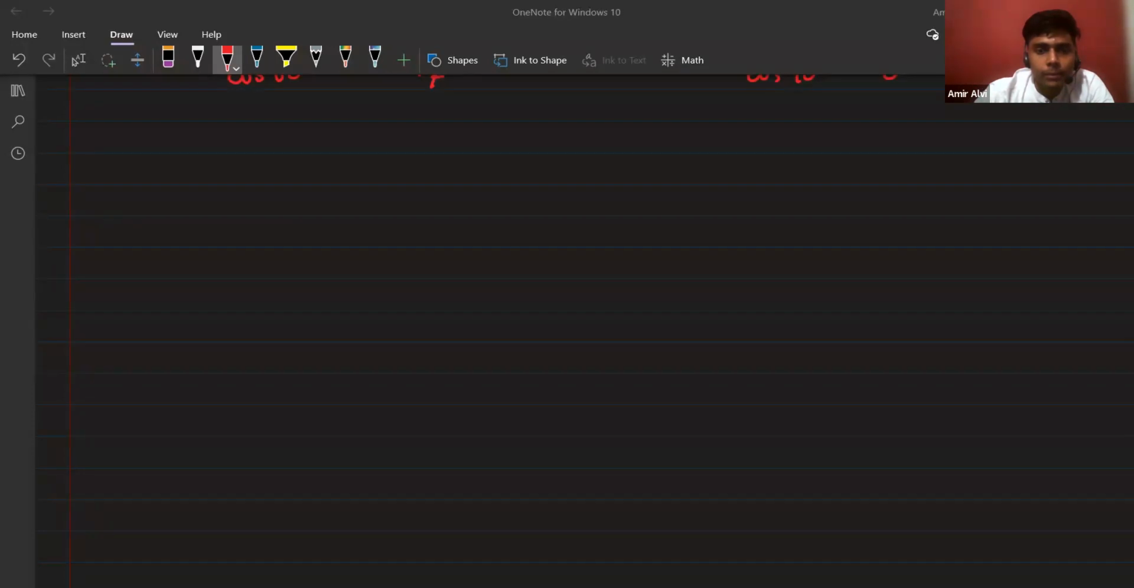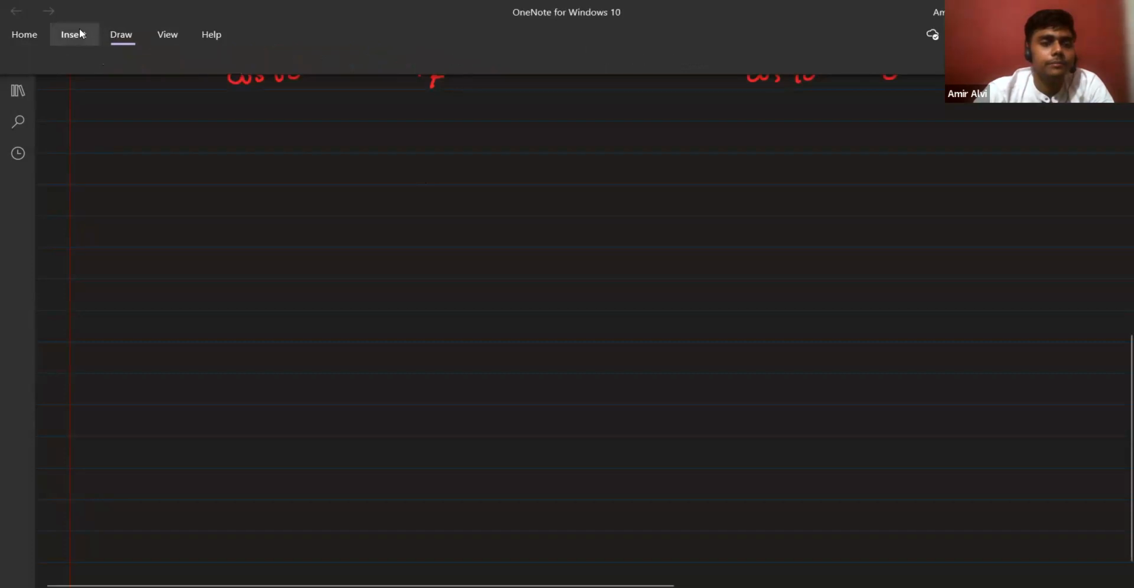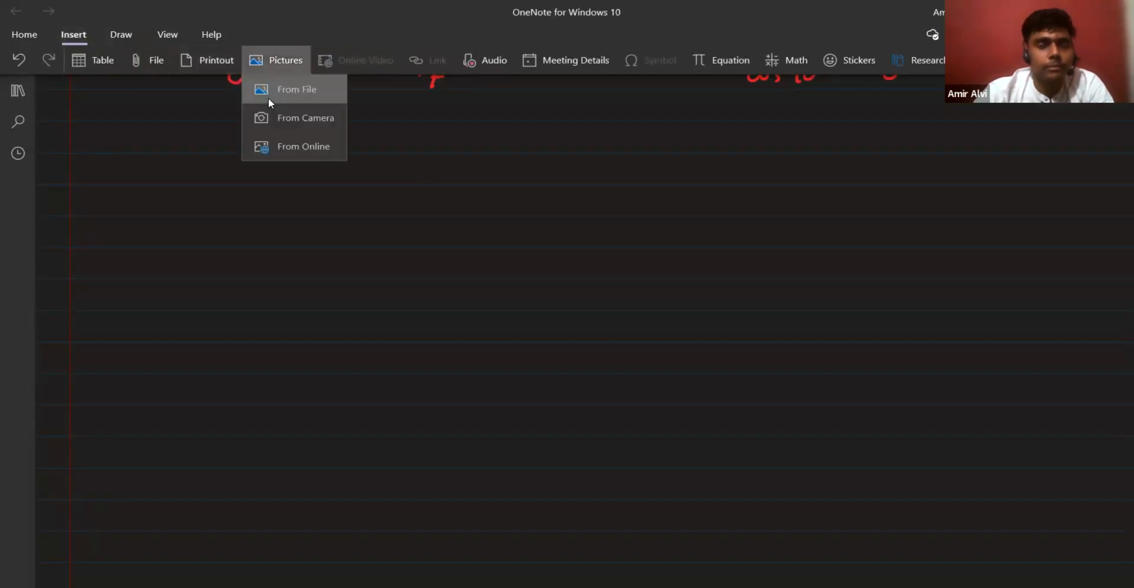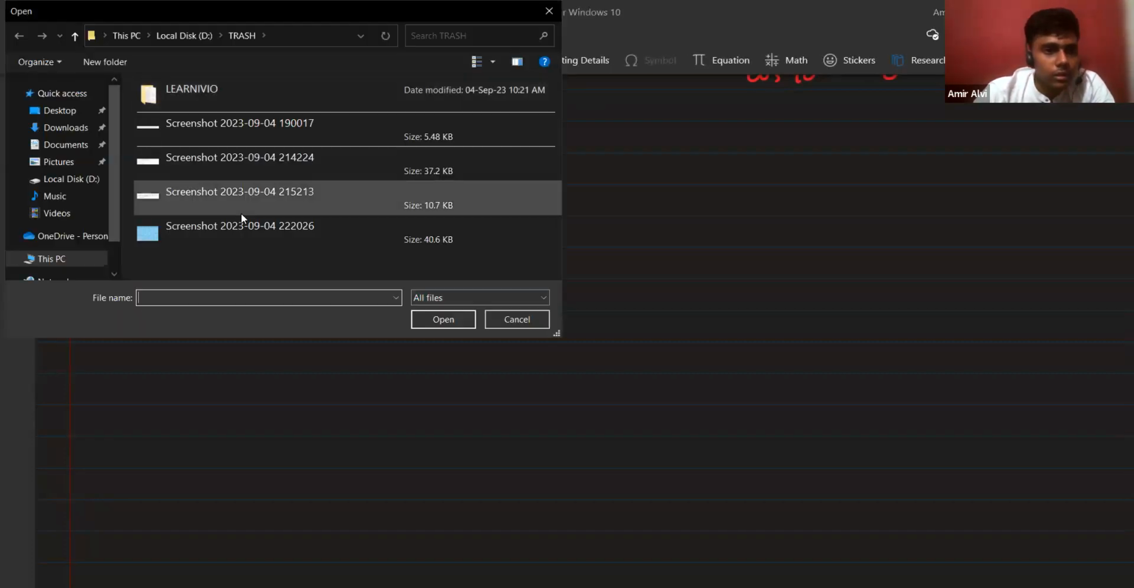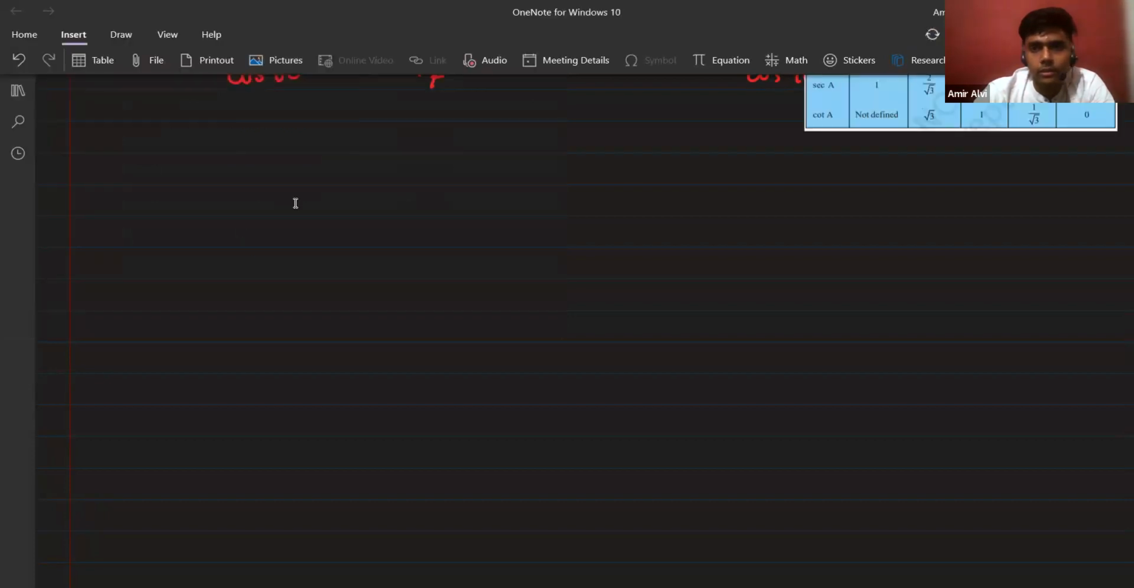Or even you can take a printout of the NCERT one. But I suggest that you should write the table on your own so that while writing you can get very used to it, or you can get the proper idea. Okay, let me paste the picture into this. Here it is.